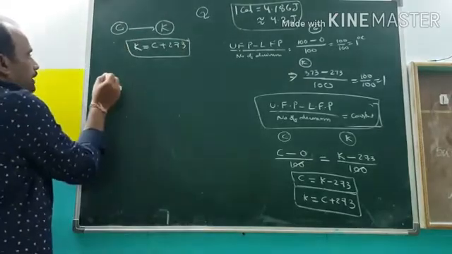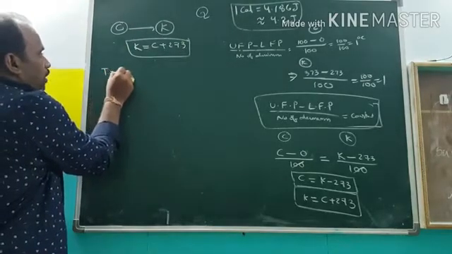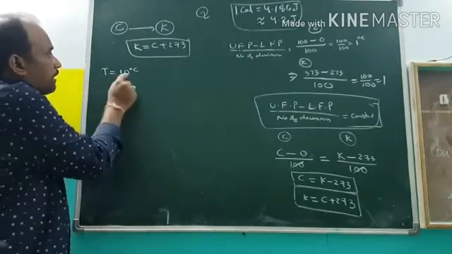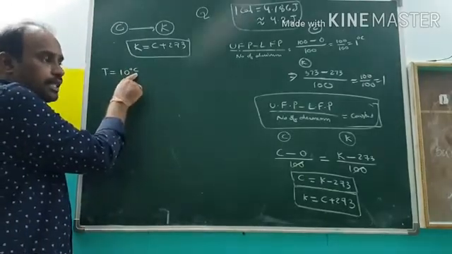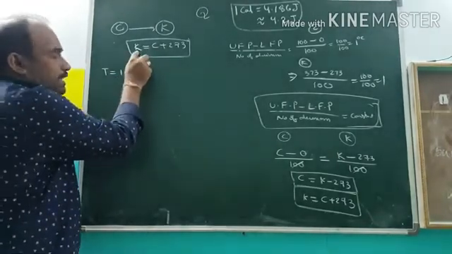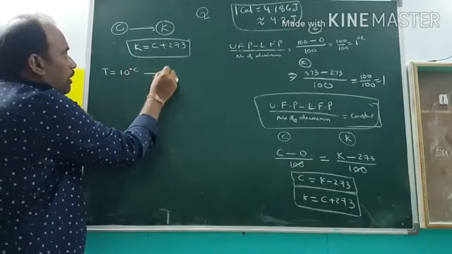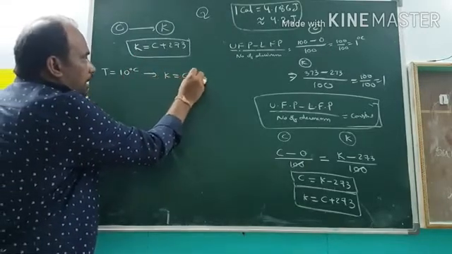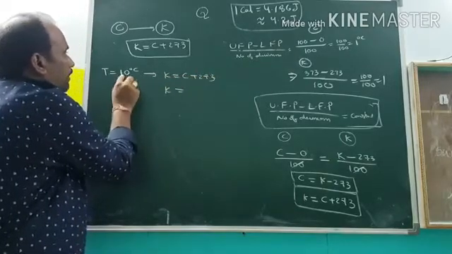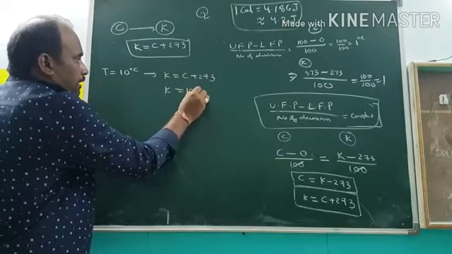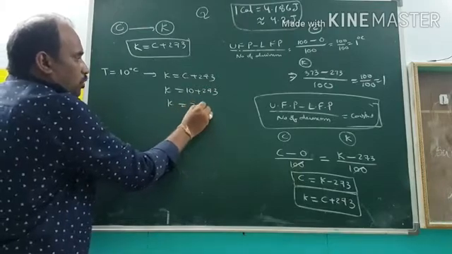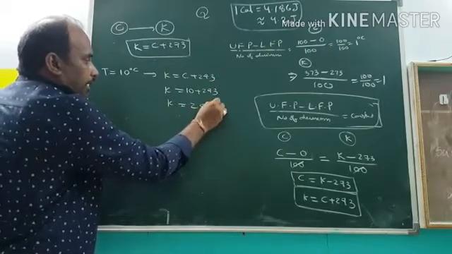For example, they gave the temperature as 10 degrees Celsius. So it is in which scale? C refers to Celsius, so it is in the Celsius scale. It is converted to which scale? Kelvin. So what is the formula? K is equal to C plus 273. So K is equal to 10 plus 273, so K is equal to 283 Kelvin.